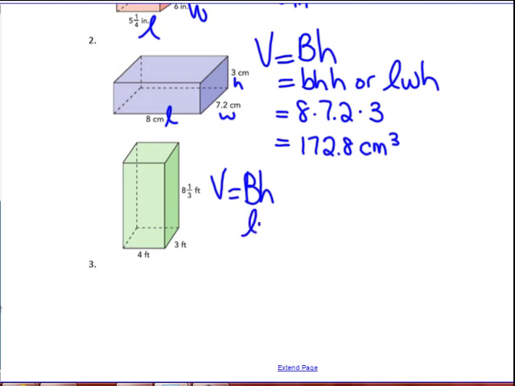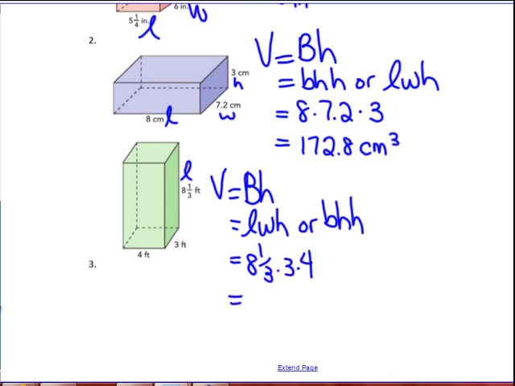And then the last one, again, same thing, volume, area of the base times the height, so length times width times height, or BHH, if that's your formula. You do base times height for a rectangle times its height. And we have, just to mix it up, I'll call this the length, let's say. 8 1/3 times 3 times 4. There's my plug-in step. 100 feet squared per cube.